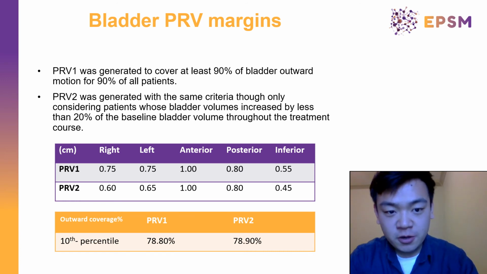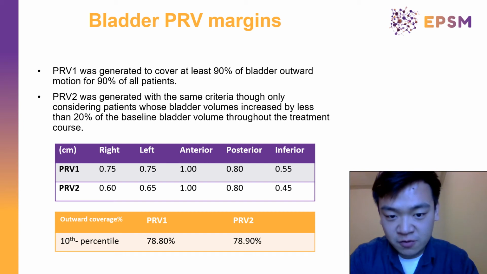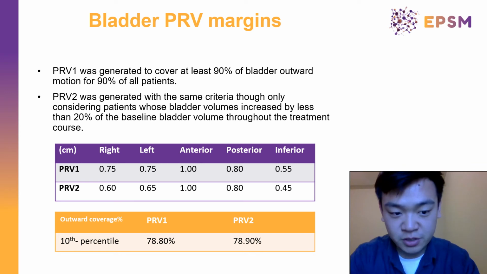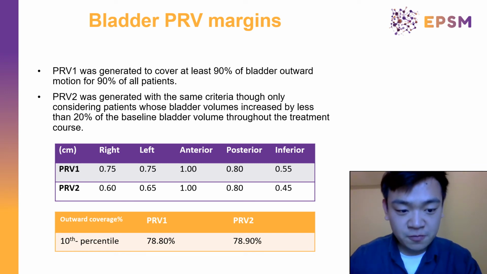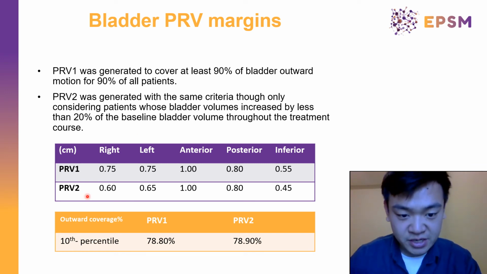And here is the result of the bladder PRV margins. PRV1 was generated to cover at least 90% of bladder outward motion for 90% of all patients. PRV2 was generated with the same criteria, only considering patients whose bladder volumes increased by less than 20% of the baseline bladder volume throughout the treatment course. The sizes of the 2 PRV margins are listed over here, and they all passed our validation process.